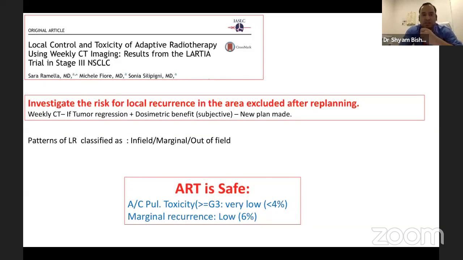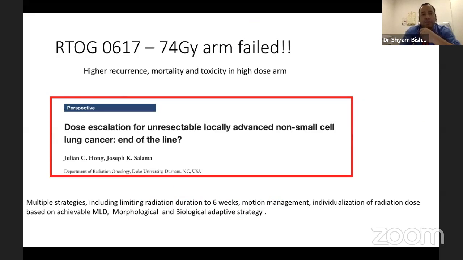This is the clinical study, the Lartia study, published recently from Italy. They investigated the risk of local recurrence in the area excluded after replanning, by doing a weekly CT scan. They found that adaptive radiotherapy is totally safe, with acute and chronic pulmonary toxicities grade 3 and above very low, to the tune of less than 4%, and marginal recurrences were less than 6%.